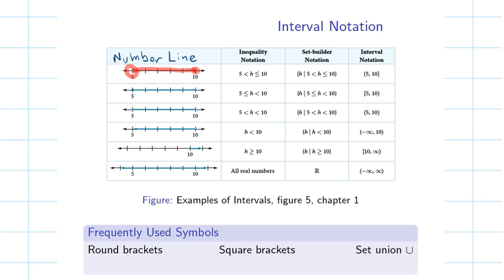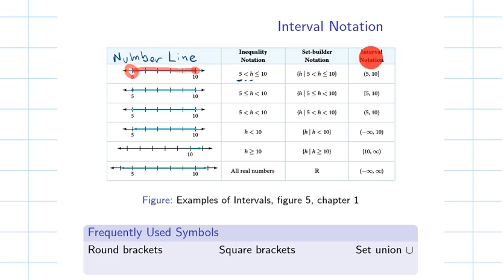Here's a better description as an inequality. It's the numbers h that are strictly bigger than 5, but less than or equal to 10. Well, we could use set builder notation. Here's that same condition, and it's the set of numbers h, we assume to be real numbers, that satisfy the condition that h is strictly greater than 5, and less than or equal to 10.